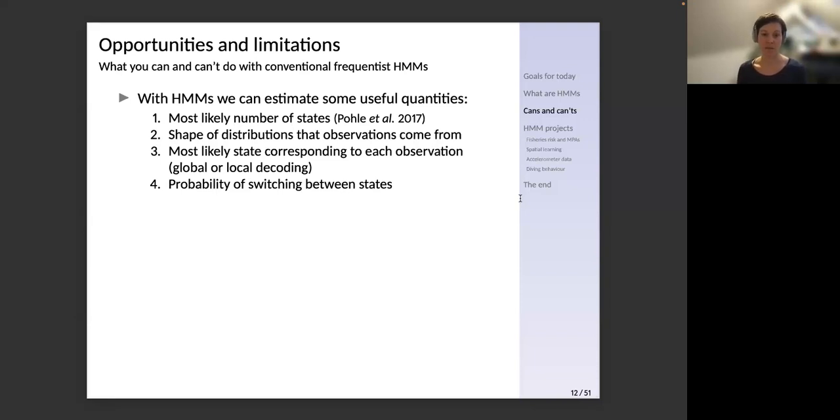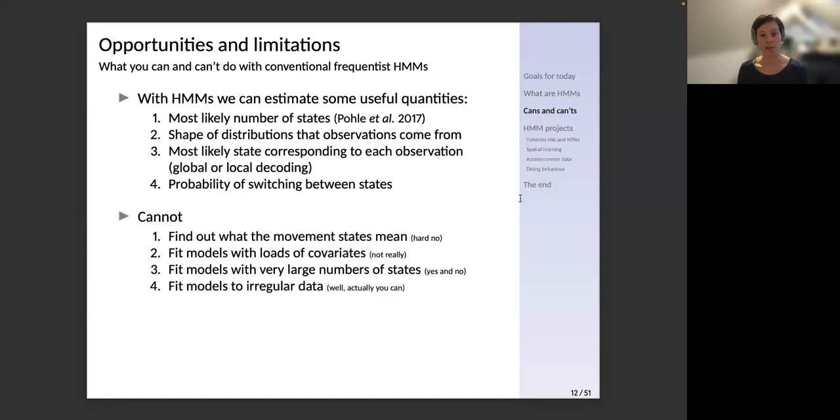And you can also figure out the probability of switching between states, and these are the transition probabilities that I was talking about in the previous slide. What you can't do with HMMs is find out what the movement states mean, and this is really important. It's a hard no, you really can't. HMMs are totally blind to what the data are, and they're basically just fitting to the data themselves without any sense of where those data come from or what metrics they actually are. So you can't find out what the movement states mean.